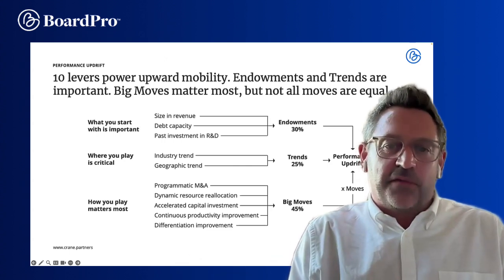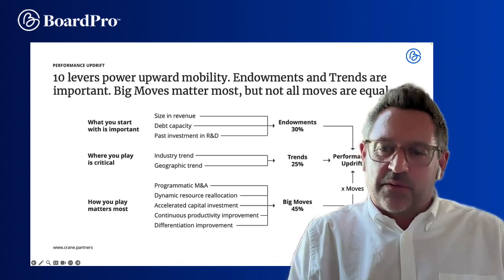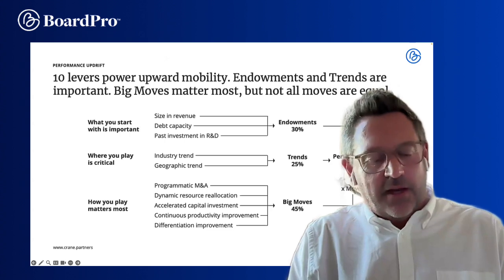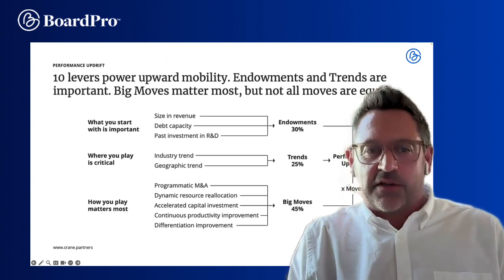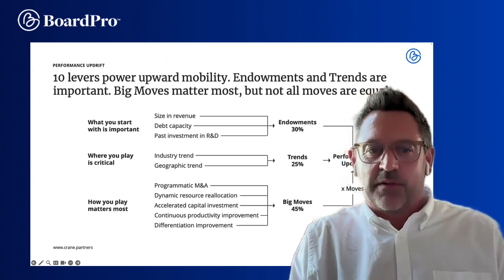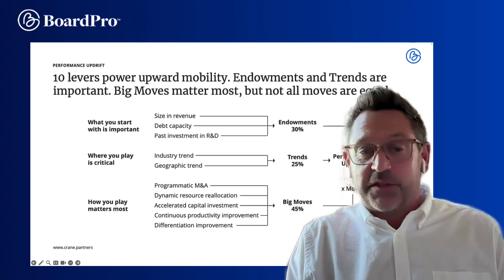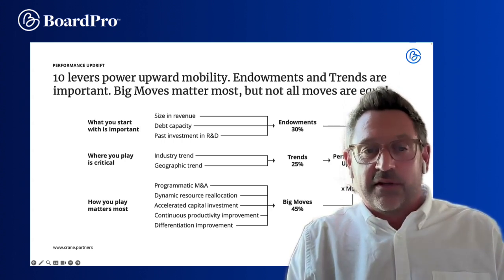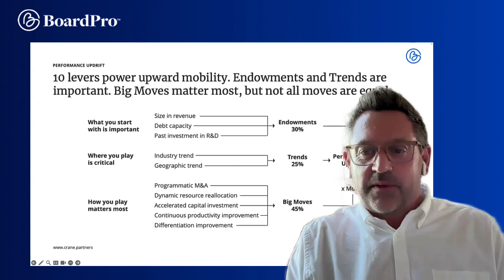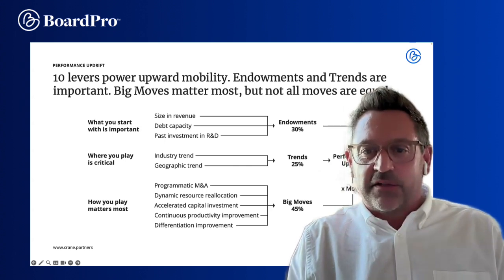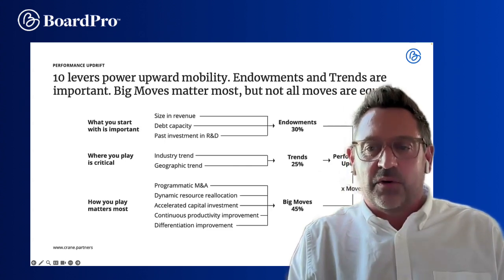There's 3 components. So the first component you'd think of as endowment, so what a company starts with. In that component, their size and revenue relative to other players in the market is really important. Their debt levels are really important, so their ability to leverage their business is really quite significant. And their past investment in research and development and innovation is also a key lever they can pull.